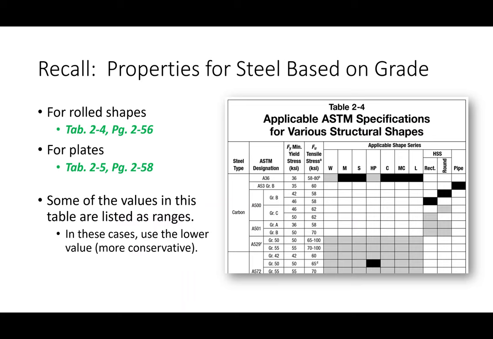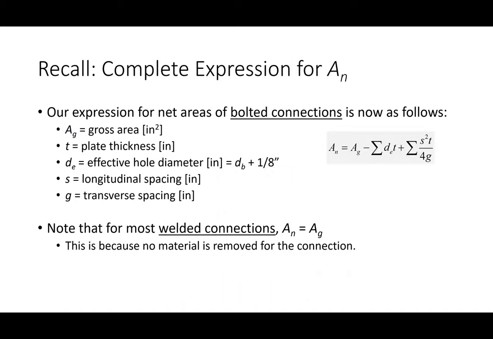Again, this screen capture, if you were to open up Table 2-4 right now, would look different because this is from the last manual. But the general pattern is kind of the same. We're going to be looking at Fy and Fu values for various grades of steel. And whenever there's a range, remember you use the minimum, not the maximum or the average.